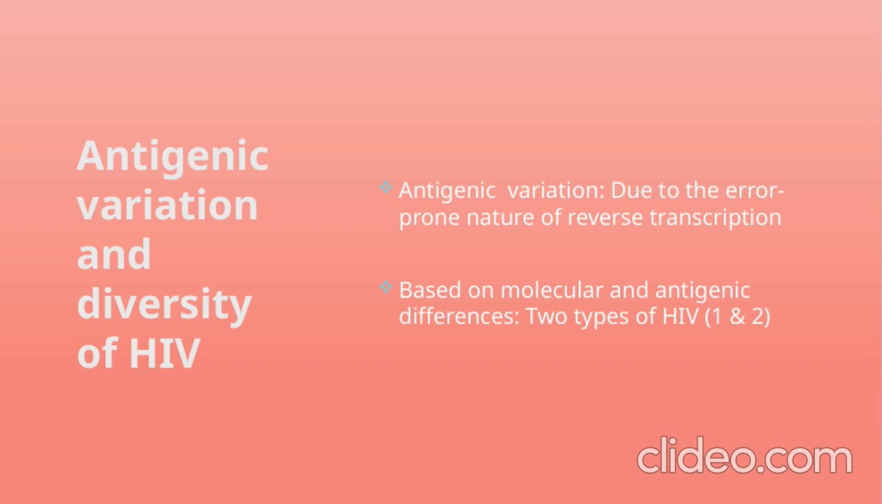As a result, we classify HIV into two main types, HIV-1 and HIV-2. These types differ not only genetically, but also in their geographic distribution and pathogenicity. The overall diversity and antigenic variation of HIV are crucial because they influence how the virus spreads, how it evades immune defenses, and how challenging it is to develop effective vaccines. This ongoing variation underscores the importance of continuous research and adaptable strategies in our fight against HIV.